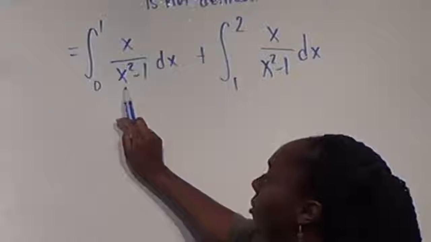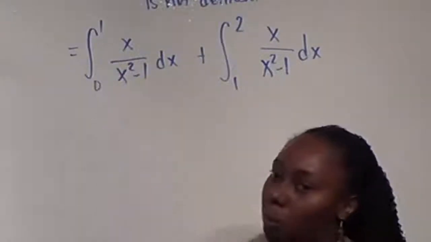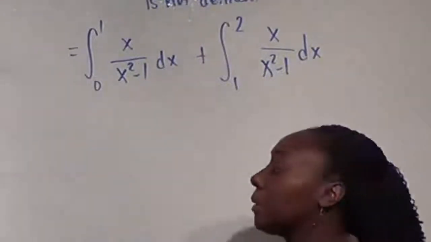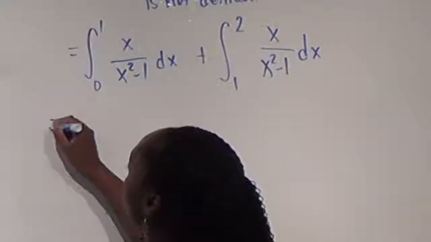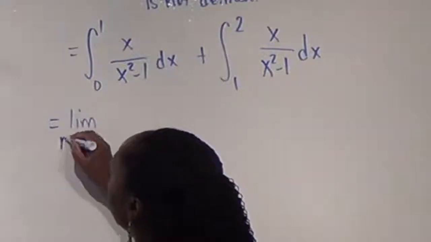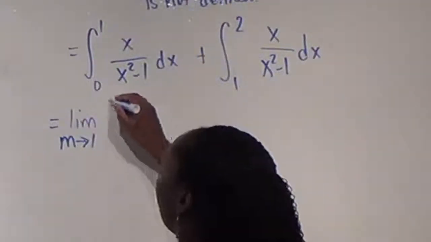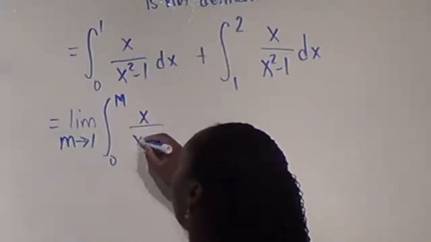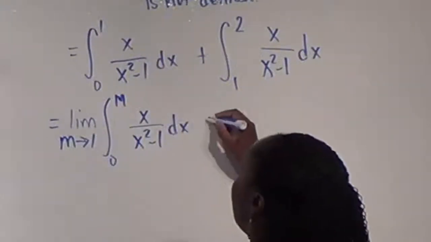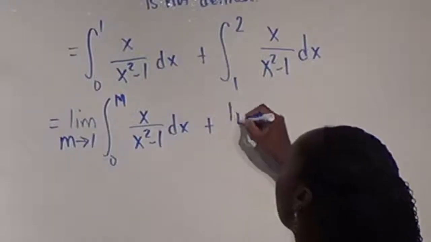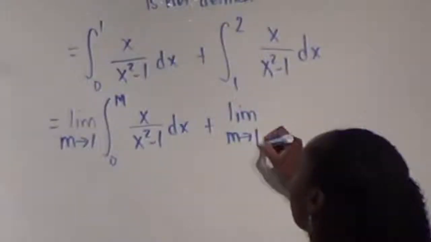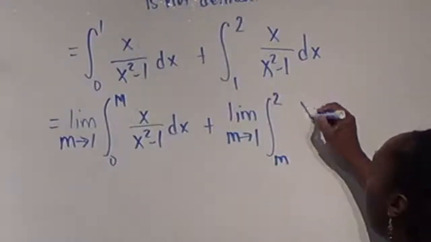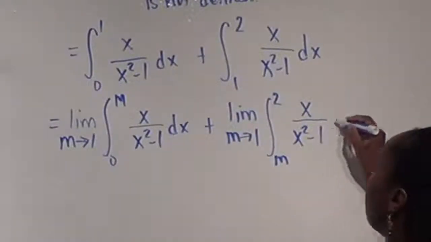If I notice here, I still can't evaluate this at 1, but I can do like we did over here and use the limit to define these. So I'm going to let m go to 1, and I'm going to look at the integral from 0 to m of x over x squared minus 1. And then I can do the same thing for the second interval. As m goes to 1, I can go from m to 2 of x over x squared minus 1.